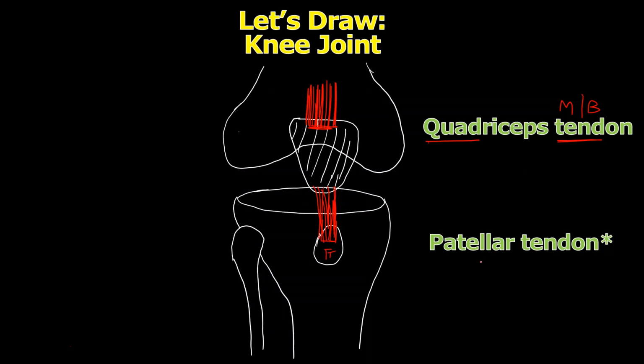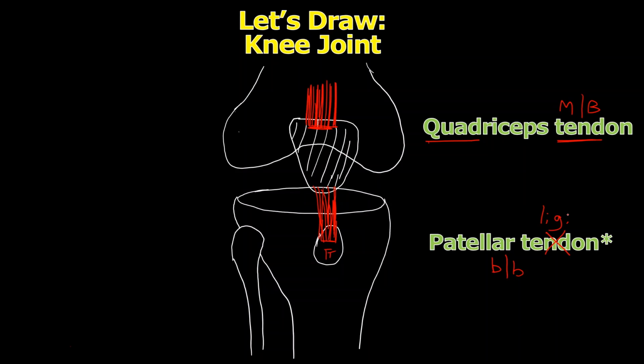Notice that if you look at the details, this structure is connecting bone to bone. It's going from the apex of the patella to the tibial tuberosity. So it should technically be called a patellar ligament. And sometimes it is in literature, so don't be fooled. It's not a different structure. Patellar tendon and patellar ligament are interchangeable, although technically it's a ligament.